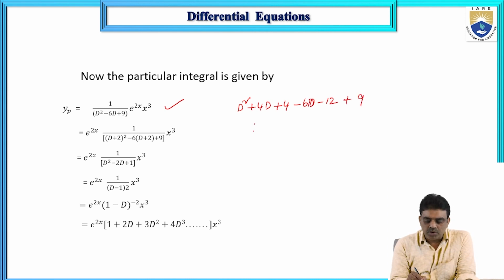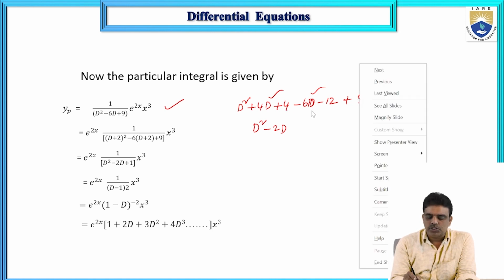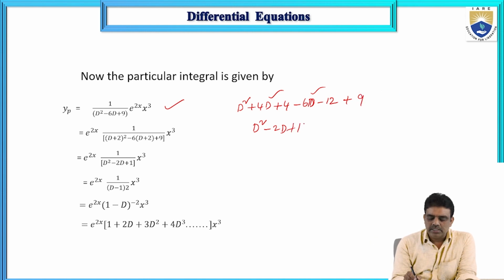So on simplifying, what will you get? d square, minus 2d from 4d minus 6d, and the constants 4 plus 9 is 13, minus 12. 13 minus 12 is plus 1. So that will be the constant term. So I simplify this and write 1 by d square minus 2d plus 1 of x cube.